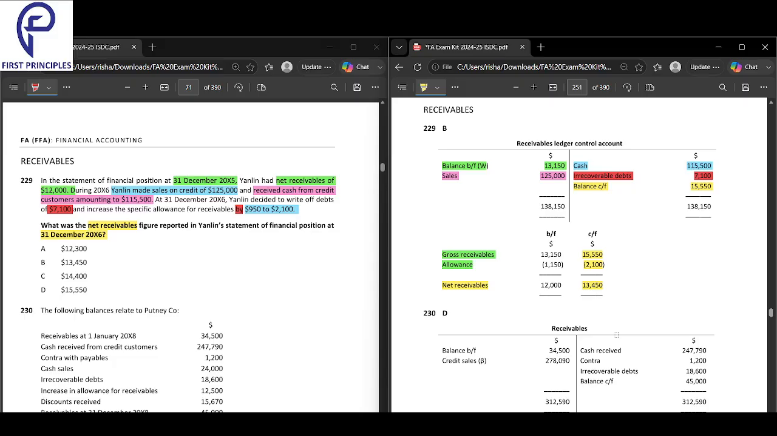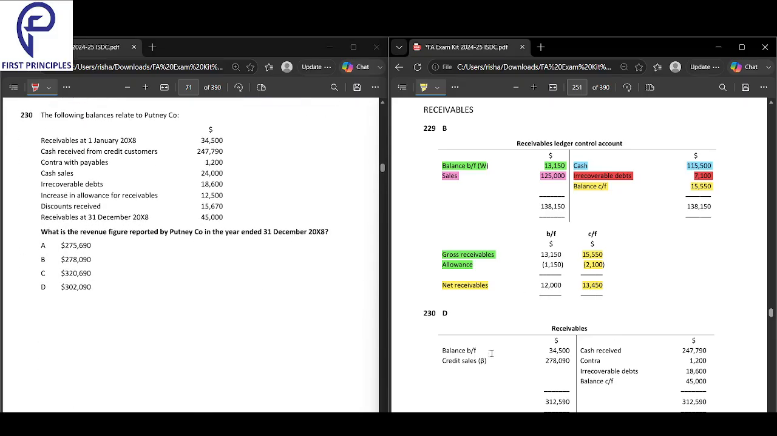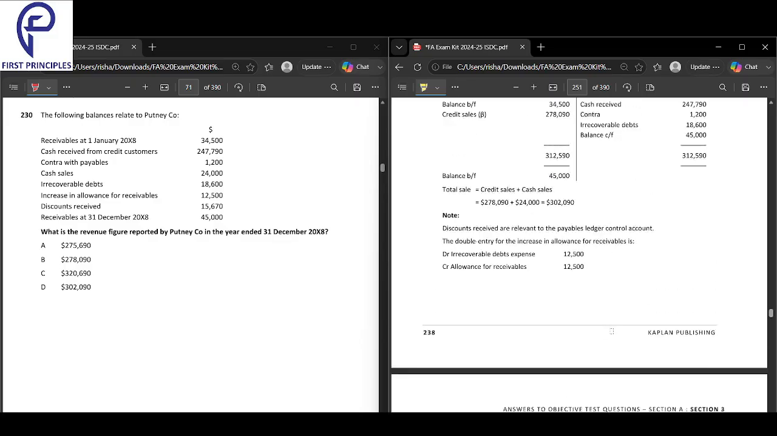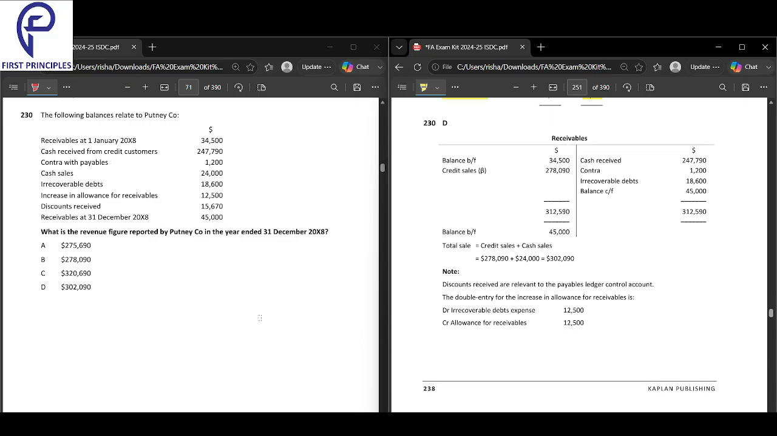Okay. Let's do one more now. Similar. Let's do one more. This is 229. Now let's look into 230. What does 230 have in store for us? Receivable on 1st Jan 2008.